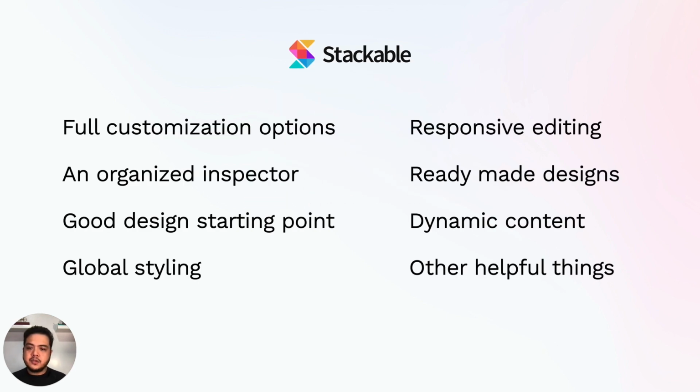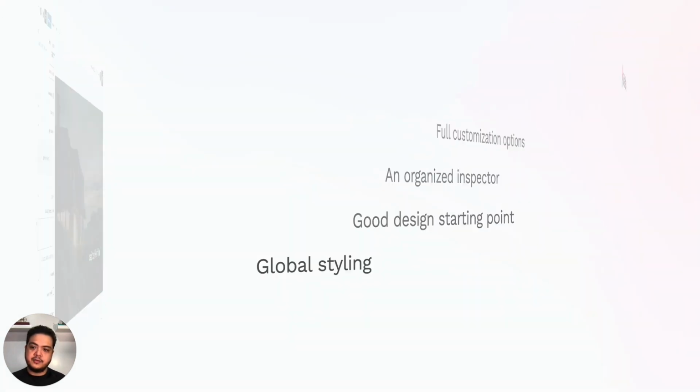So Stackable turns Gutenberg into a page builder by providing these: full customization options, an organized inspector, good design starting point, global styling, responsive editing, ready-made designs, dynamic content, and other helpful things. So let's start with full customization options.